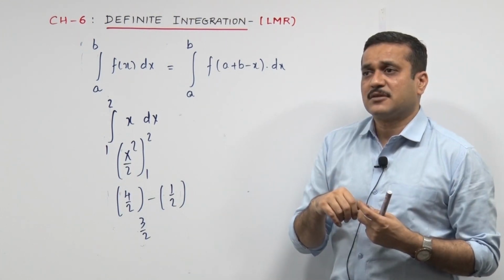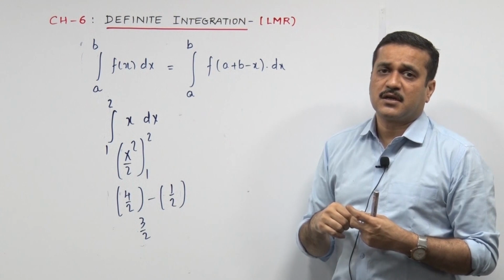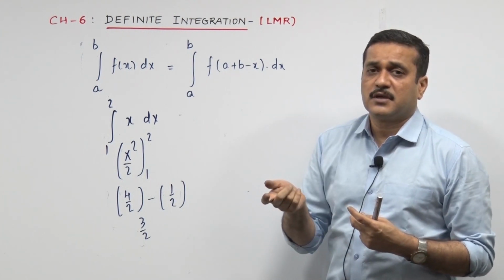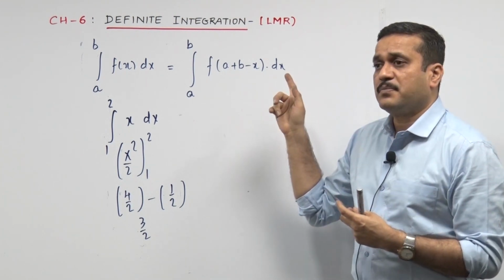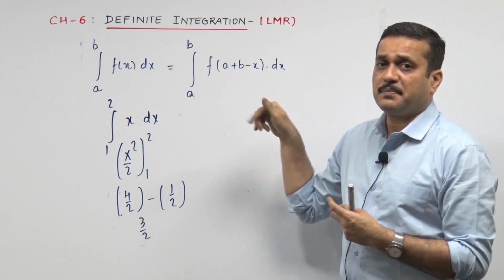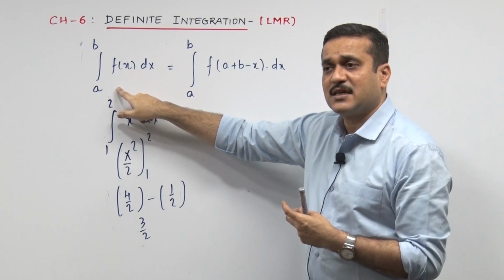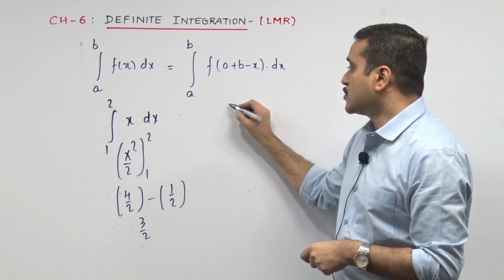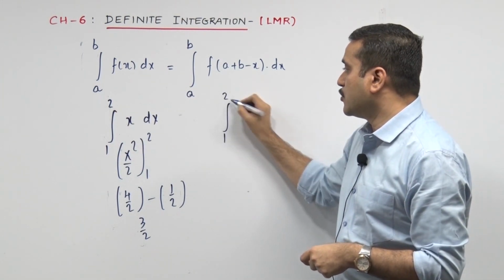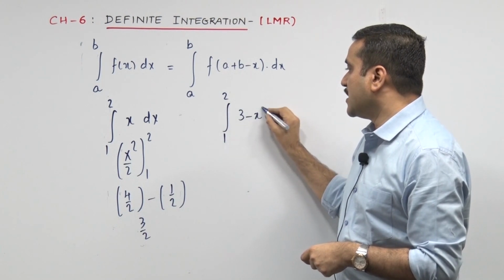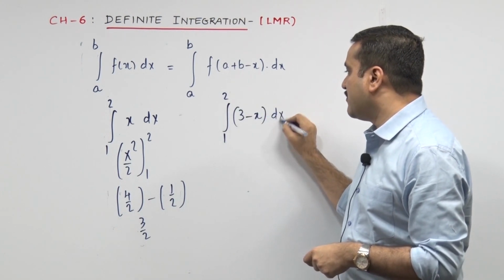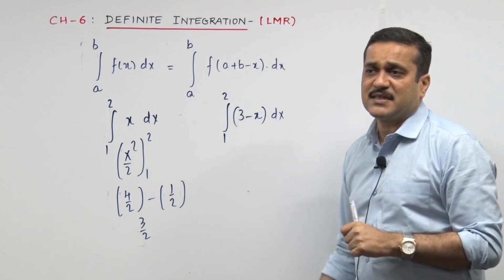You need to digest what's coming in over here. You can change your x to what? You can change your x to, as per the property stated above, a plus b minus x. So in my sum, I can change my x to 1 plus 2 minus x. That goes 3 minus x. So I integrate now 1 to 2, 3 minus x dx.